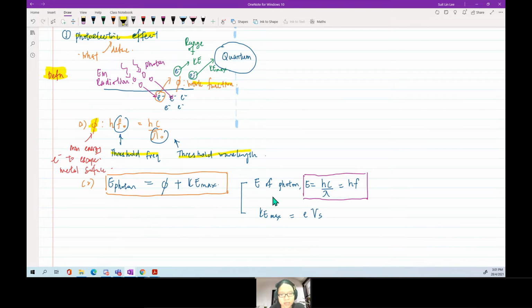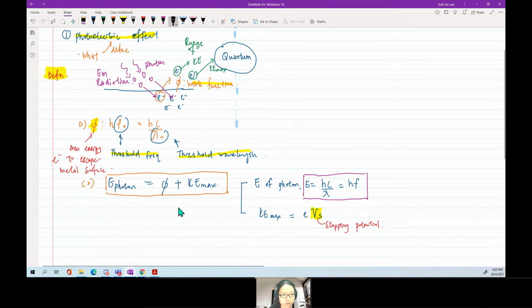Okay, so CIE is a bit cold in this regard. This relationship is in your syllabus, but for some reason the past years didn't ask a lot. Doesn't mean it won't ask. Okay, so here is stopping potential. This came out in your trial already, which is the potential needed to stop the fastest, the most energetic electron. So sometimes we need to put this into the equation to find stuff.